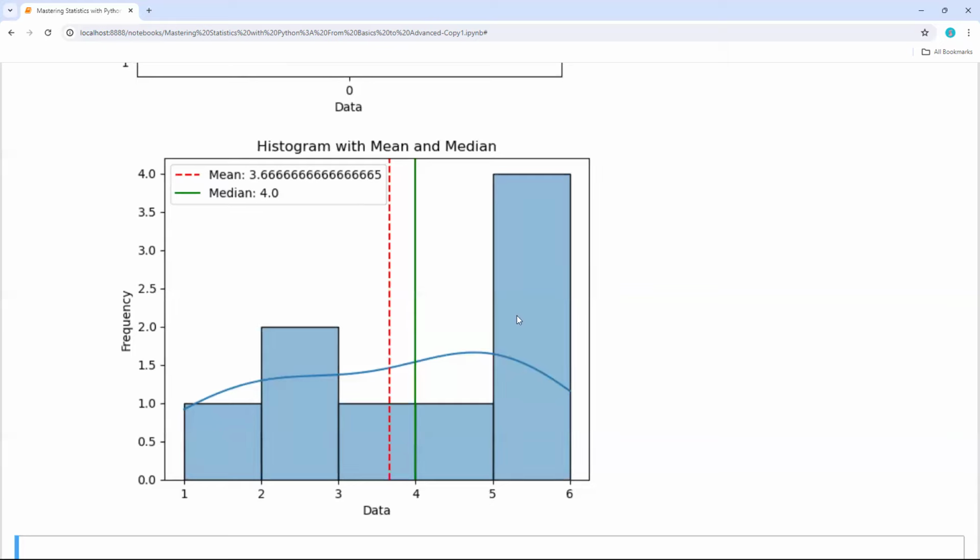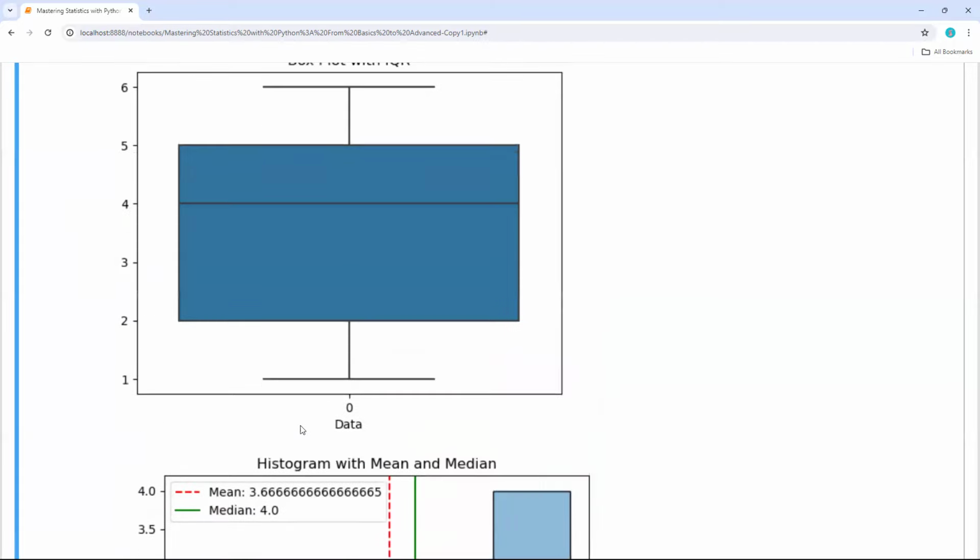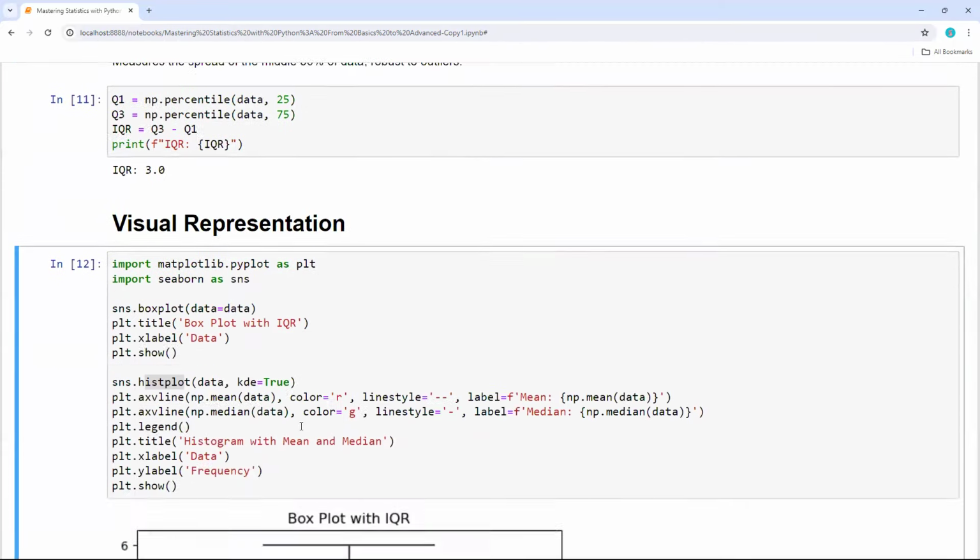If I talk about the range, this is the range: 6 minus 1, which is 5. You can also calculate variance and standard deviation, based on how each data point varies from the mean. For example, if my mean is 3.7 or so, take the difference for each point, square it, and divide by the number of data points. That is how you calculate the variance, and the square root of the variance gives me the standard deviation. So that is how you can see these measures of dispersion in a visual manner.